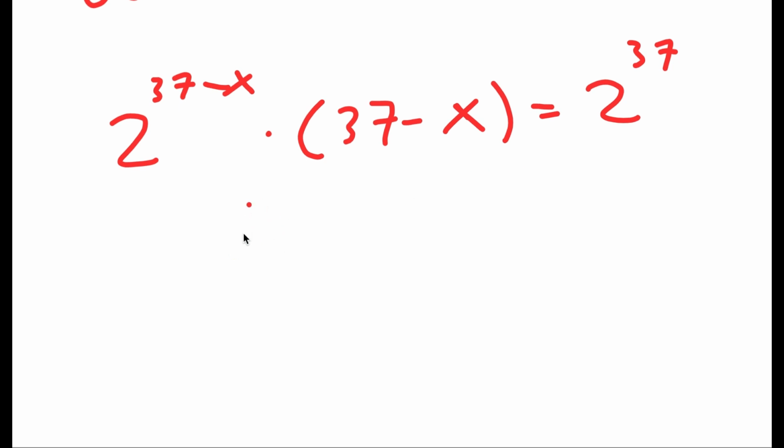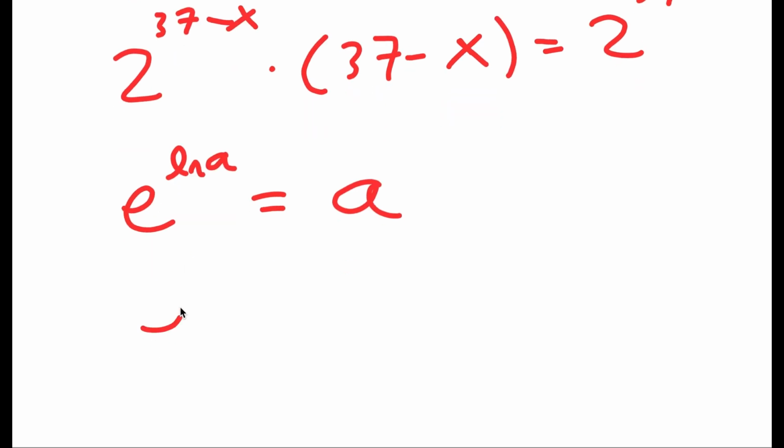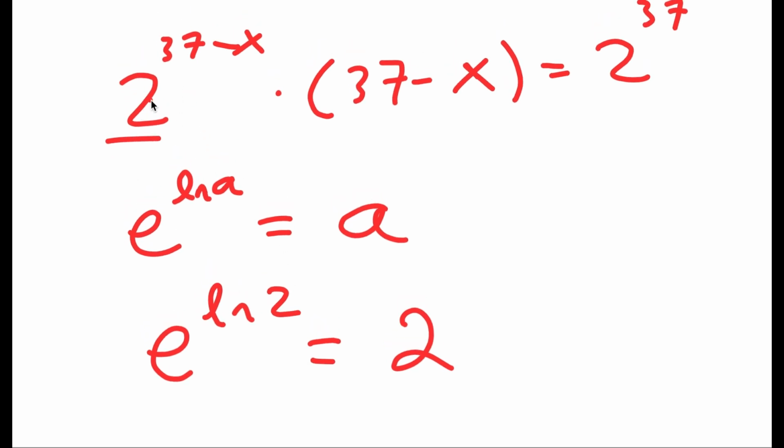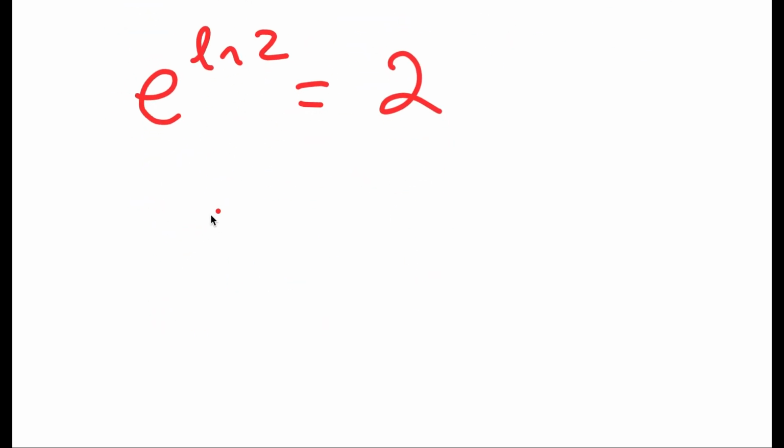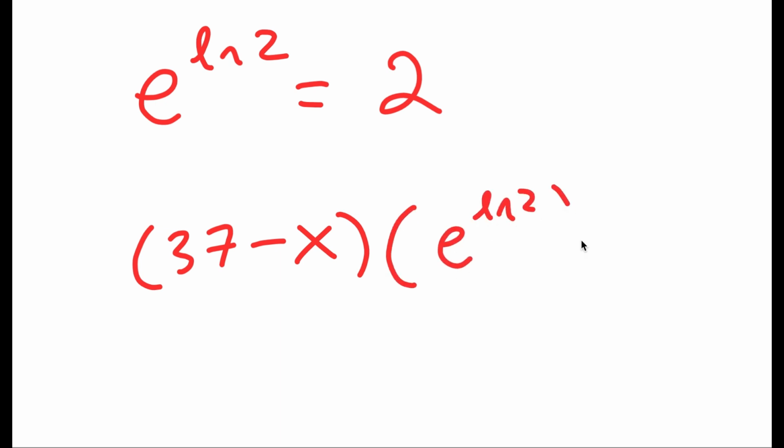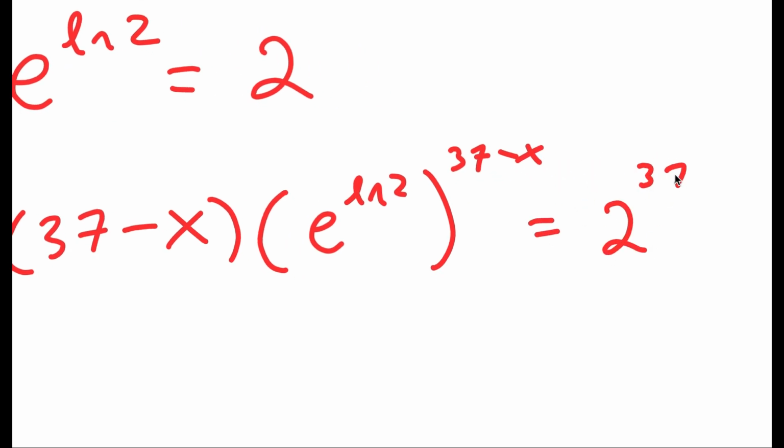Now, from here, I'm going to go over something real quick. If I have something in the form e to the power of ln of a, this is simply equal to a, because the e and ln cancel out. So let's say I have e to the power of ln of 2, this is going to equal 2. So over here, notice how I have 2. What I'm going to do is rewrite this 2 as e to the power of ln of 2. So now I get 37 minus x times e to the power of ln of 2 to the power of 37 minus x. And this is equal to 2 to the power of 37.